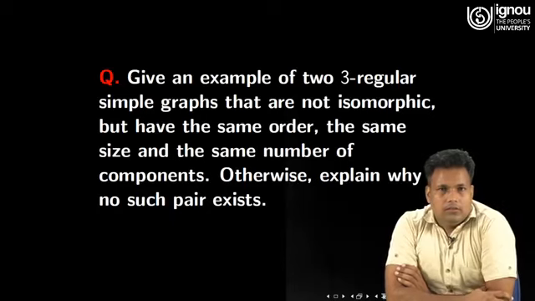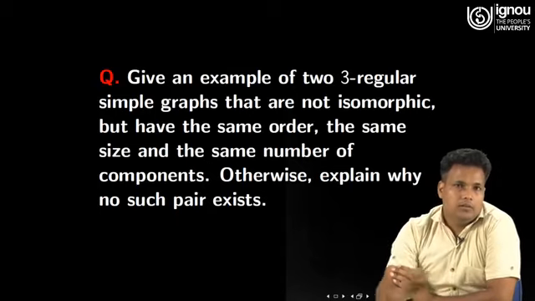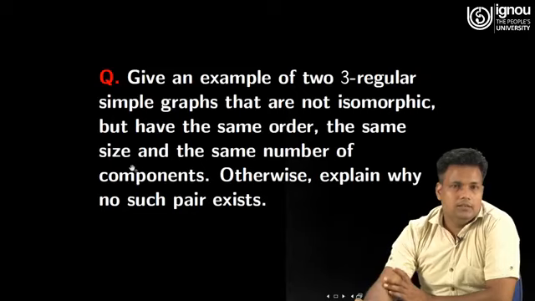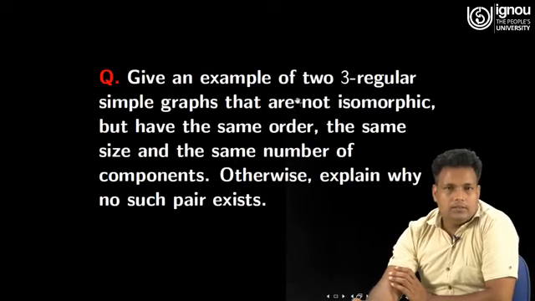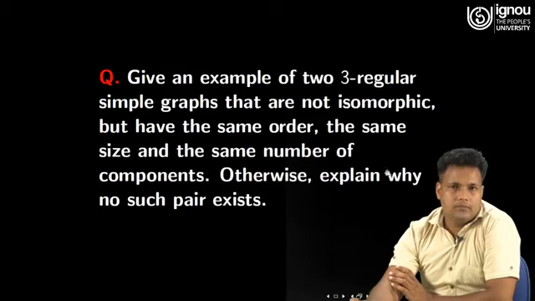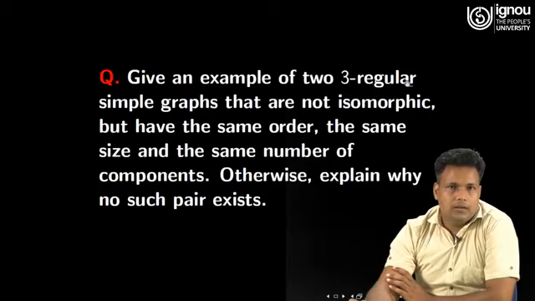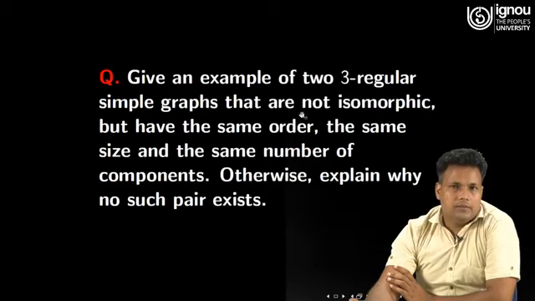Likewise, now we consider the last question. Give an example of two 3-regular simple graphs that are not isomorphic but have the same order, the same size and the same number of components, and if such a pair does not exist, then explain why no such pair exists. You can just think of 3-regular simple graphs on the least number of vertices, and then look at whether those graphs satisfy these conditions or not.